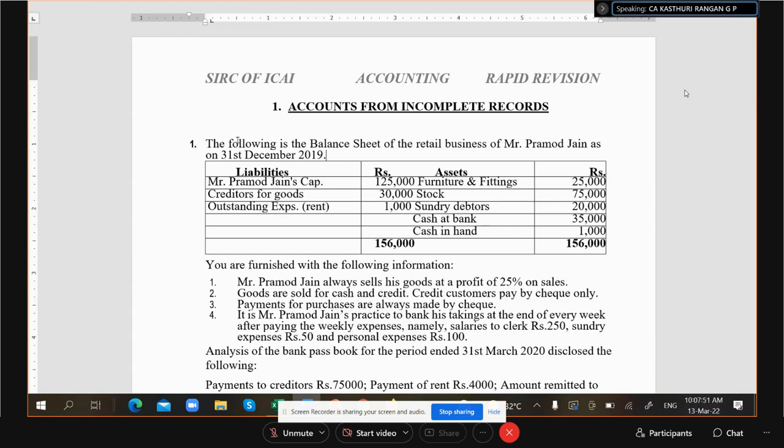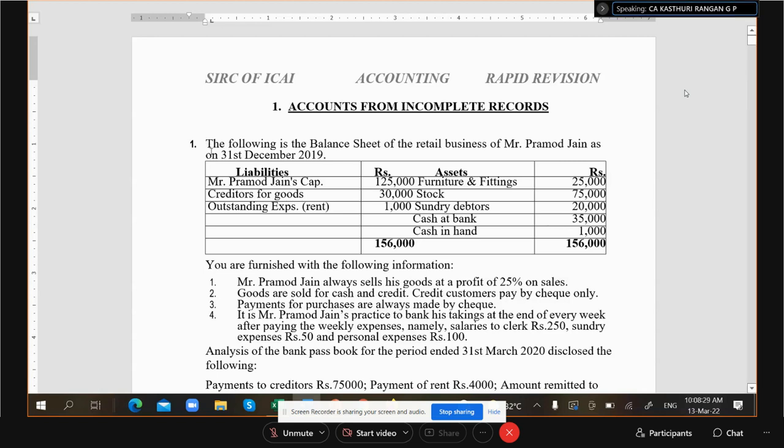If required, you'll have to prepare bills receivable account, bills payable account, expense account, and so on, for determining various missing figures. For example, debtors account, you open to determine the credit sale or the collection from debtors. Similarly, creditors account is opened to determine the credit purchase or the closing balance of creditors or the payment made to creditors and so on. So therefore, that will be the pattern. That will be the format in which you will be presenting the answer.